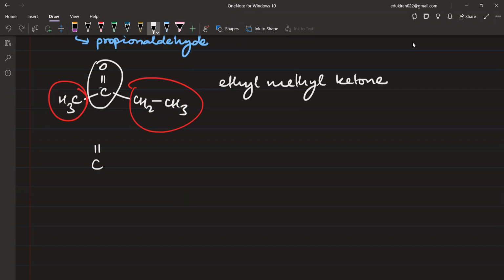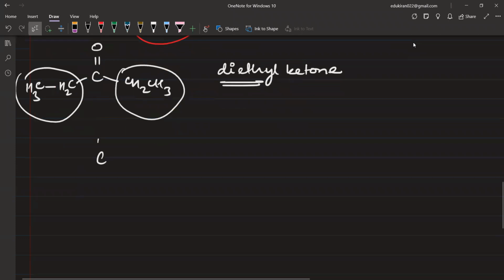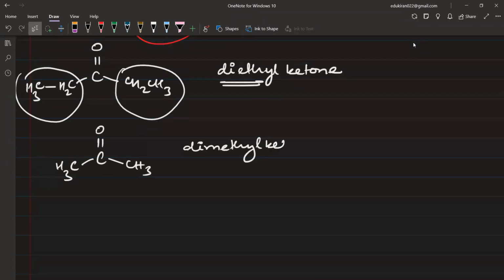Okay, but what if we have the same groups? Let us say we have CO and here CH2, CH3, and here also CH2 and CH3. We have an ethyl group here also. So rather than ethyl ketone, we will name it as diethyl ketone. This diethyl tells me about the 2 alkyl groups on either side of the ketonic group, which is CO. Similarly, you will have C double bond O with CH3 and CH3. This can be named as dimethyl ketone. It can also be named as acetone, if you remember. All of these are common names, not IUPAC nomenclature.